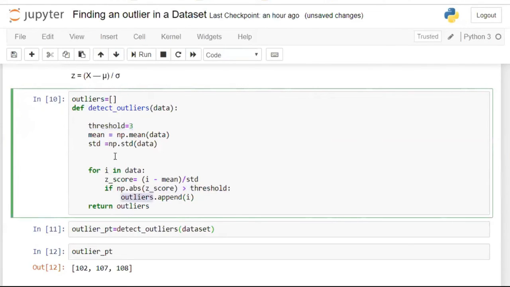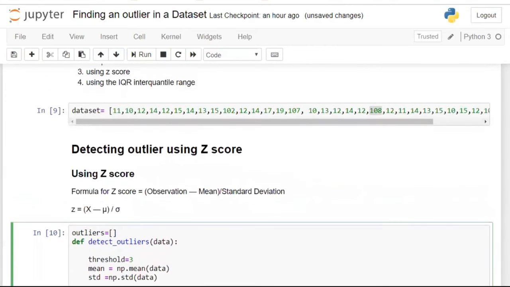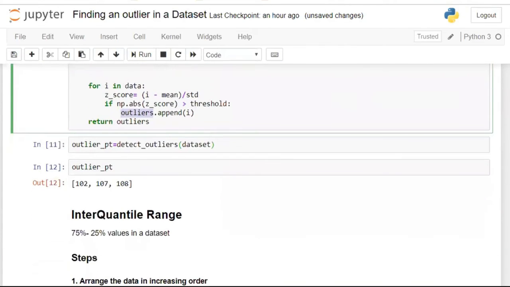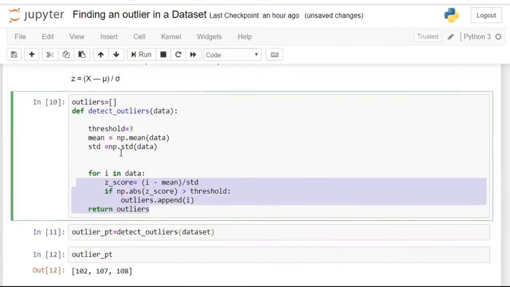Similarly, it will go and check each and every value in this particular data set. So this was about this function, guys. I'm trying to see for each and every value present in the data set whether it falls in the outlier category or not.